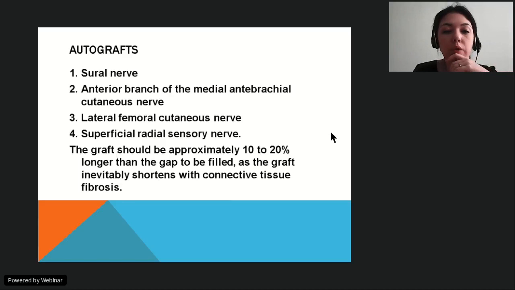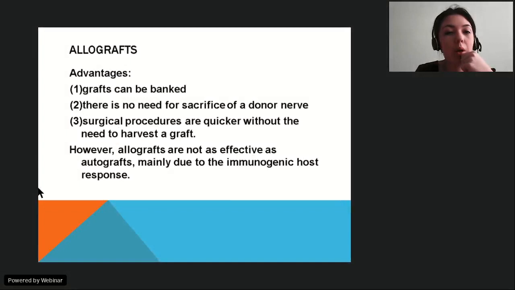And so graft should be approximately 10 to 20% longer than the gap to be filled, as the graft inevitably shortens with connective tissue fibrosis. We have to consider it also when we take grafts. So allografts, yes, there are some advantages, but anyway, nowadays they are nearly out of use.